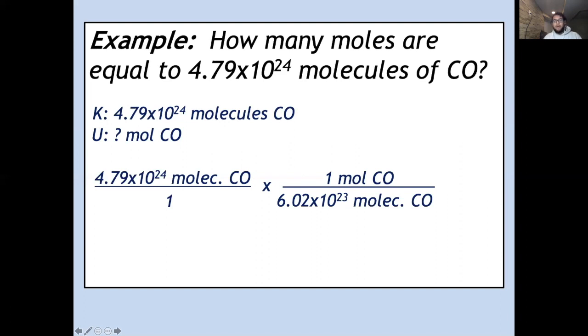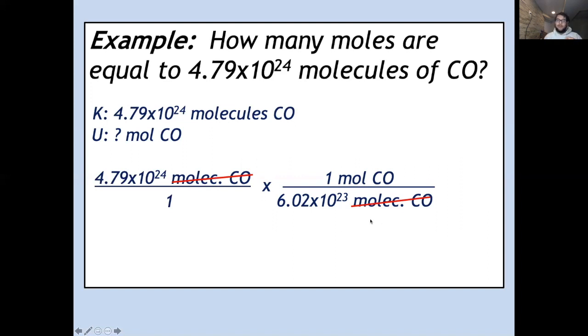And then I put the moles on top because I want to be left with moles. And so my molecules will cancel out. That's how I know I'm doing the right calculation here. I know Avogadro's number is supposed to be on the bottom because this molecule cancels out with this molecule. So it's always important in these problems to write your units.